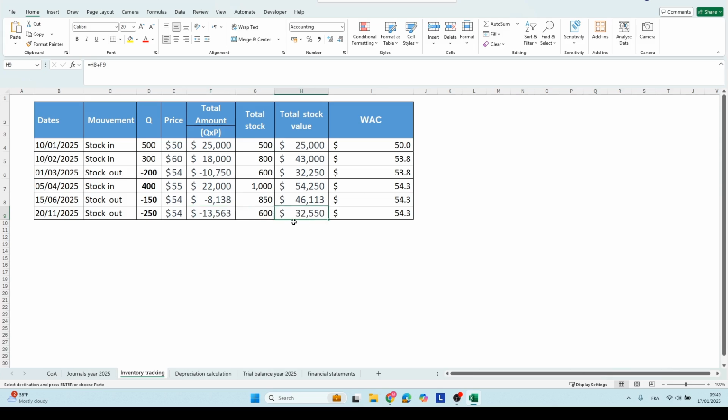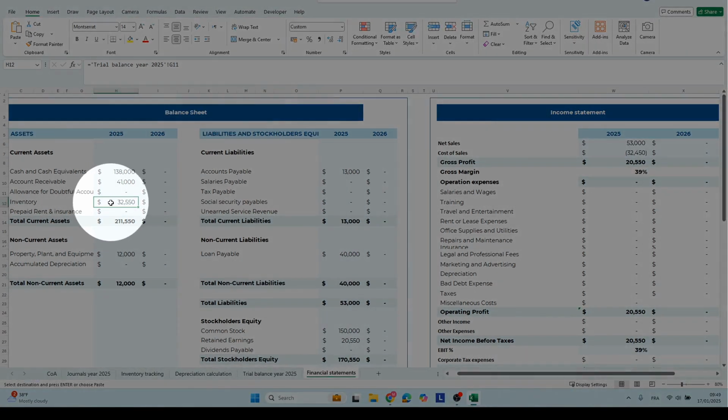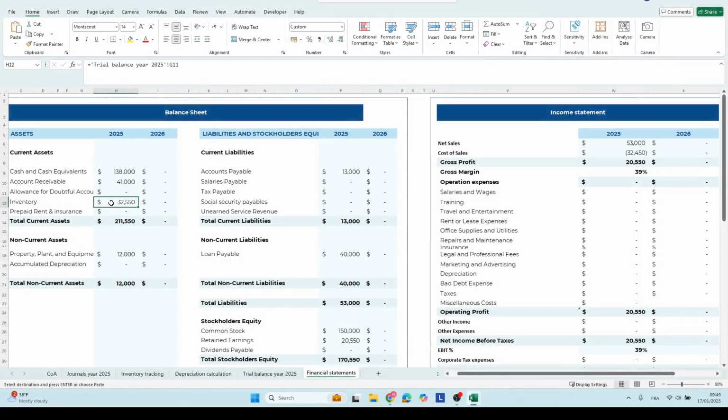Now it should be 32,550. Let's check in the financial statement. Yeah, it's the same value, 32,550.